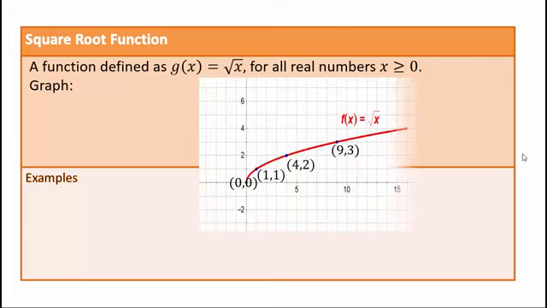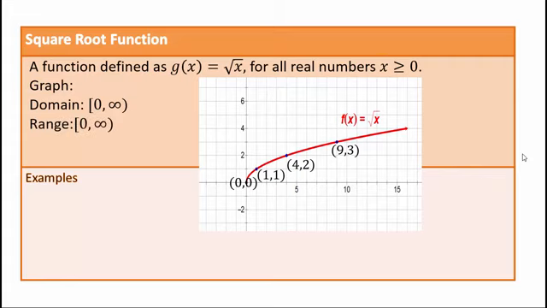Assuming you've come back, square root of 0 is 0, square root of 1 is 1, square root of 4 is 2, square root of 9 is 3. So that would be the graph of the square root function. The domain would be 0 to infinity, and the range would also be 0 to infinity. You can see that from the graph, right? Is it a one-to-one function? Yes. You can see it passes the horizontal line test.